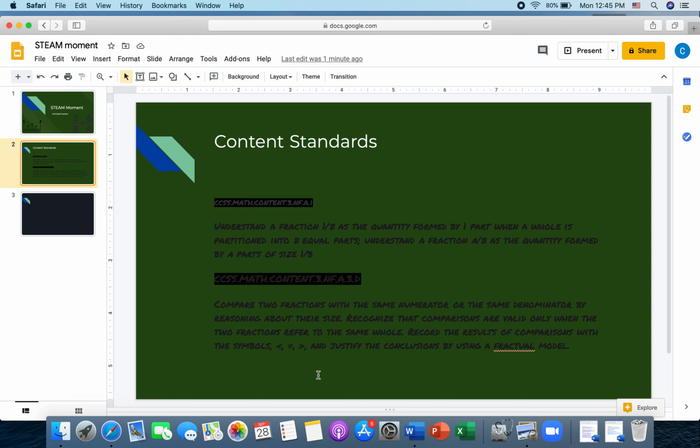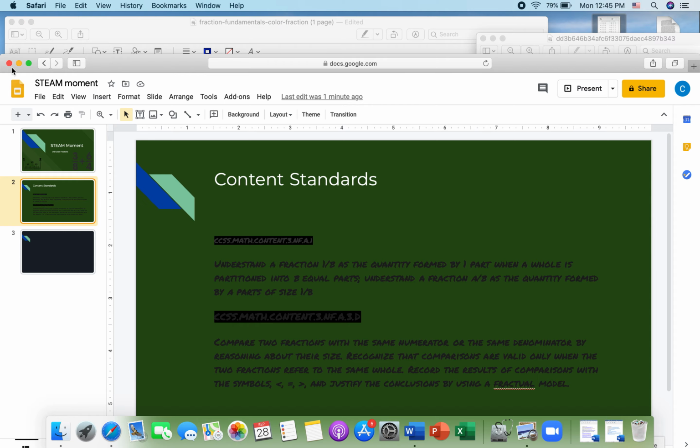The next standard is 3.3, comparing two fractions with the same numerator or the same denominator by reasoning about their size. Recognize that comparisons are valid only when the two fractions refer to the same whole. Record the results of comparisons with the symbols less than, equal to, or greater than, and justify the conclusions by using a fractional model. So I have two worksheets that we're going to go over for that.